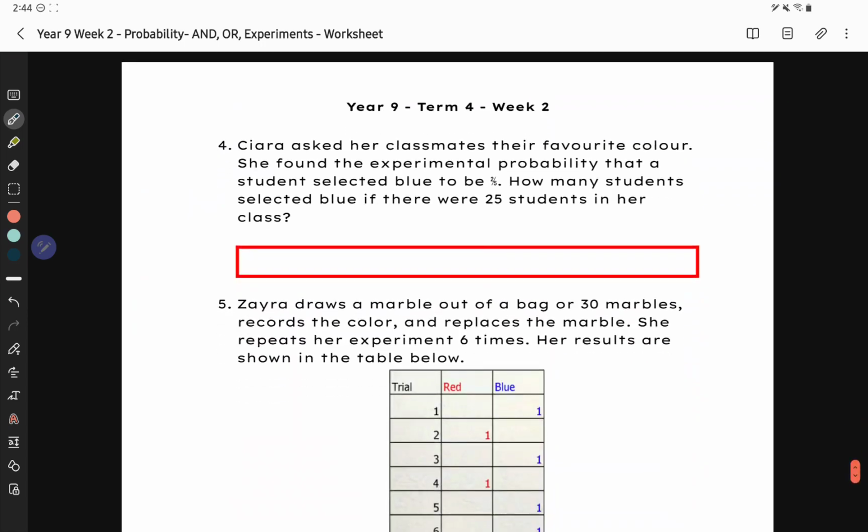Next one. Sierra asked her classmates about their favorite color. She found that the experimental probability that a student selected blue to be, that's really tiny looking, that's 2 over 5. How many students selected blue if there were 25 students in her class? That's the same thing again. So let's just write it down somewhere else. 2 over 5 equals something over 25. What do we do to make that 25? That's times by 5. So that's scaled up by 5 times. So 2 times 5 is 10. 10 students, because 2 over 5 is the same as 10 over 25.